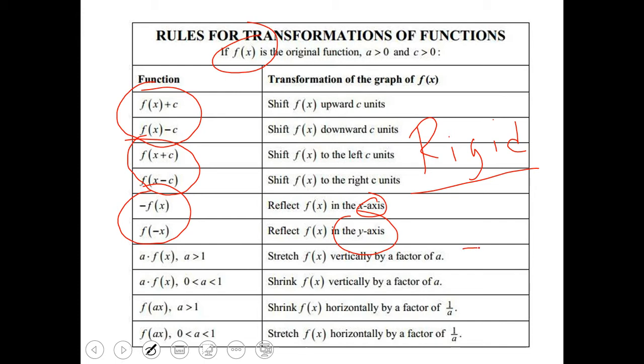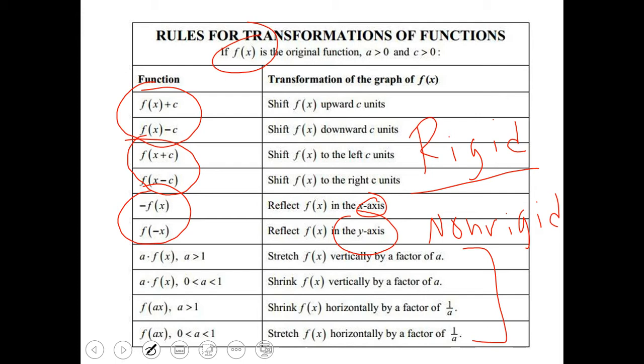Then you have the 4 stretching and shrinking, which are called non-rigid transformations. And you're going to want to take note of those 2 words because not only in this lesson, but in the homework and on the test, it will note whether it's rigid or potentially non-rigid, and that will tell you if it's an easier problem versus a harder one.